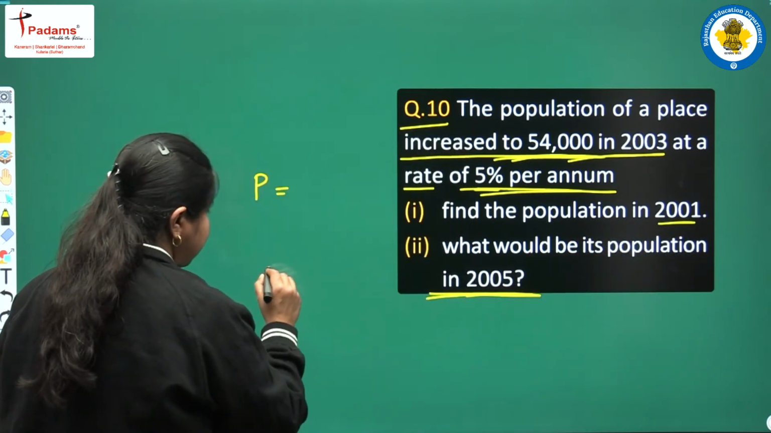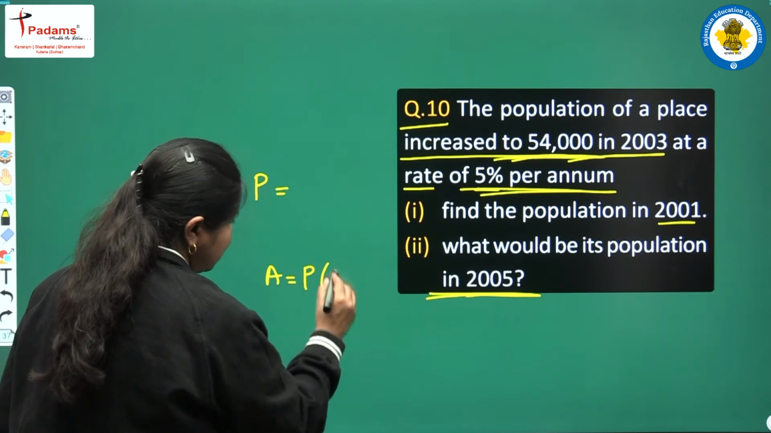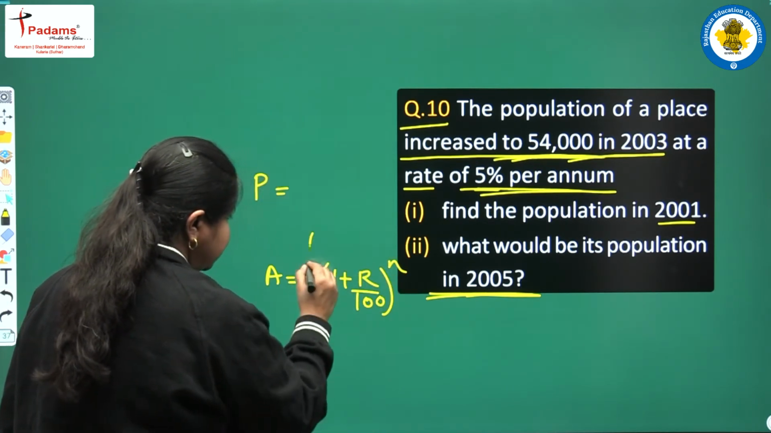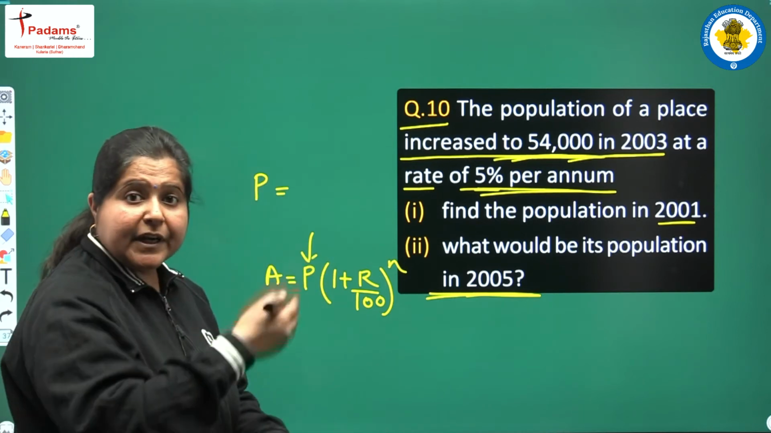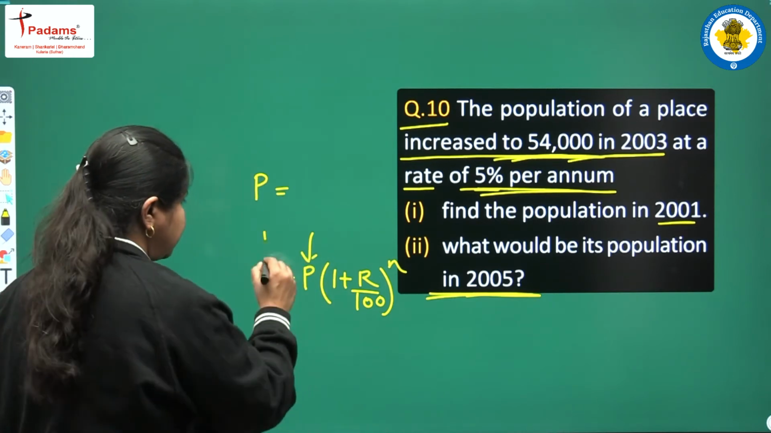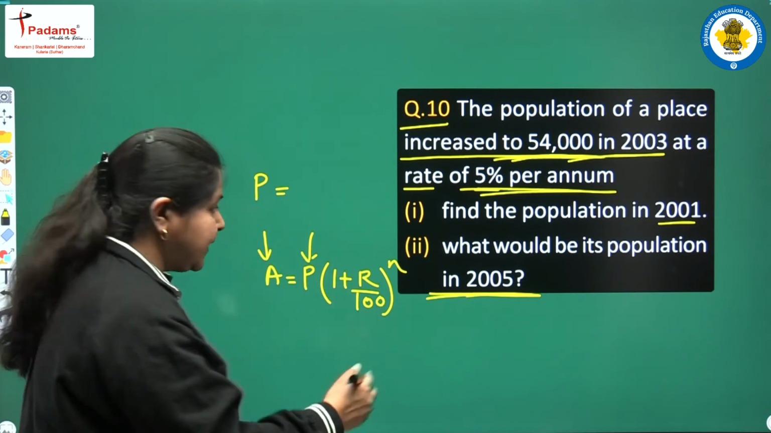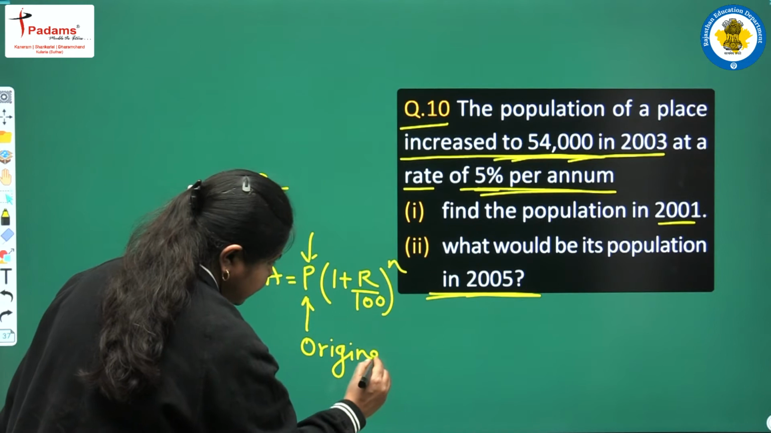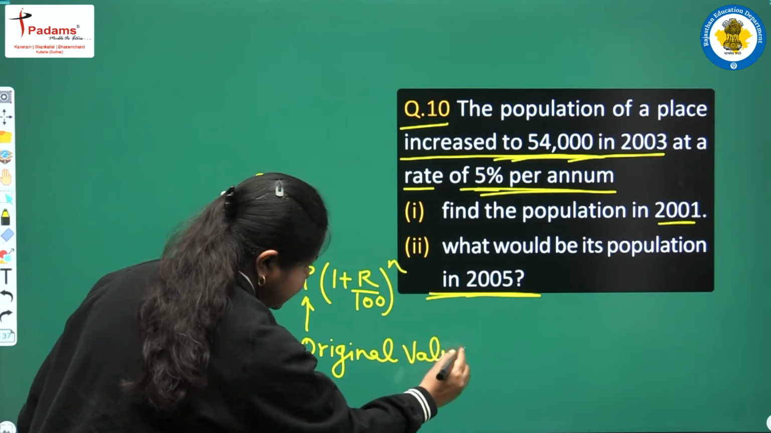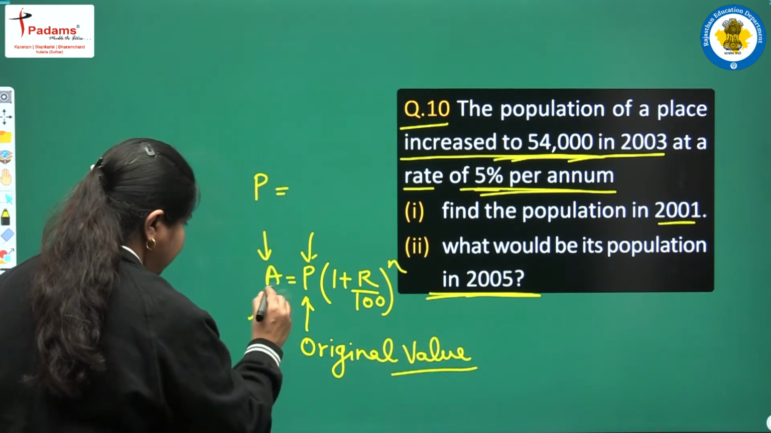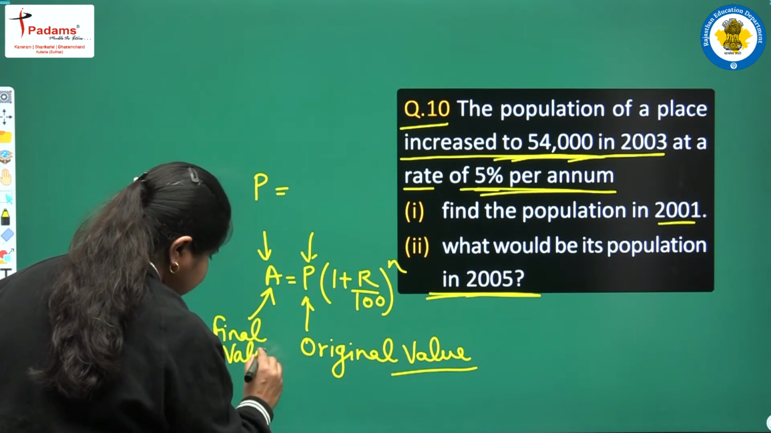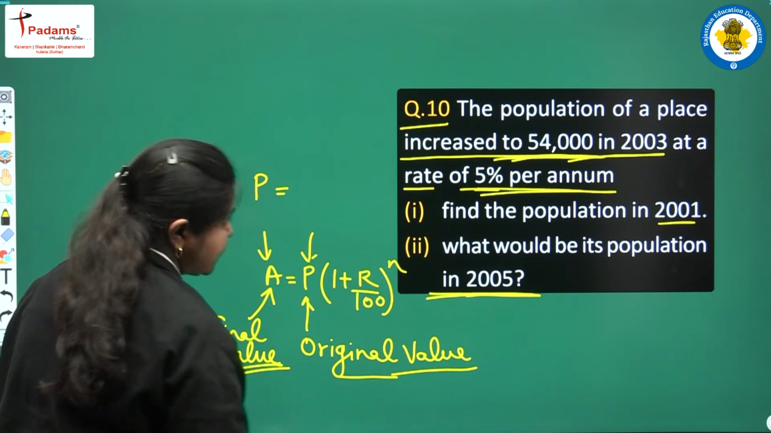जब हम फॉर्मूला लिखेंगे अमाउंट इक्वल टू पी इंटू 1 प्लस आर अपॉन 100 रेज टू पावर n, तो ये पॉपुलेशन होगी प्रीवियस ईयर्स की और ये पॉपुलेशन होगी बाद वाले ईयर्स की. ये तो होगी ओरिजिनल वैल्यू, ध्यान रखिएगा ये, क्योंकि इसी की वजह से हम सॉल्व कर पाएंगे. और ये हमेशा होगी फाइनल वैल्यू, बाद वाली वैल्यू. इसको अगर हम समझ लें तो हम इजीली ये क्वेश्चंस कर सकते हैं.